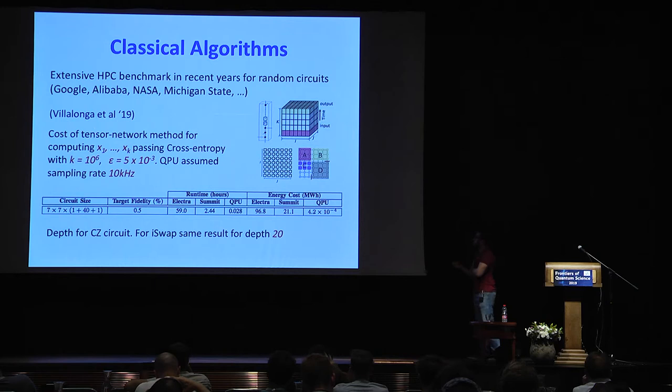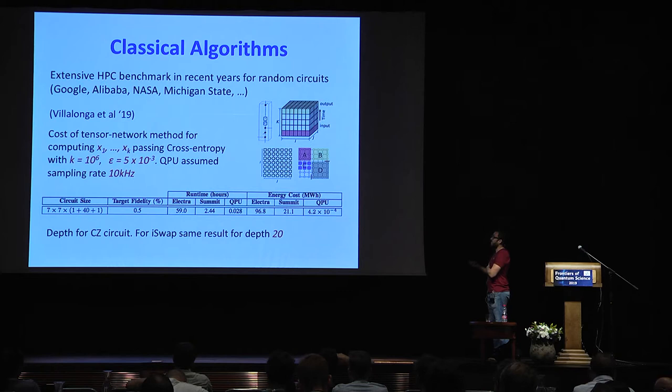So what is the cost of these methods? If you want to compute these bit strings so they pass the cross entropy, and k is like 10 to the minus 6, that's one possible number for the number of samples that people might want to do in the experiments. And epsilon is like 5 times 10 to the minus 3. These are numbers from this paper, so these are numbers that we expect will be realistic for the experiment.